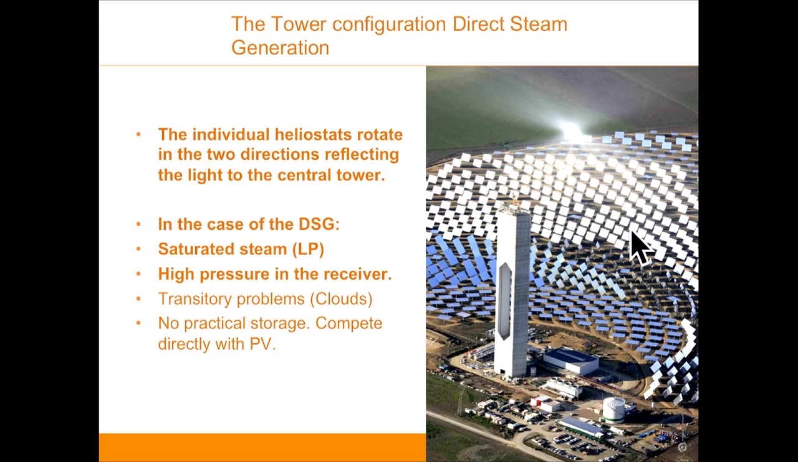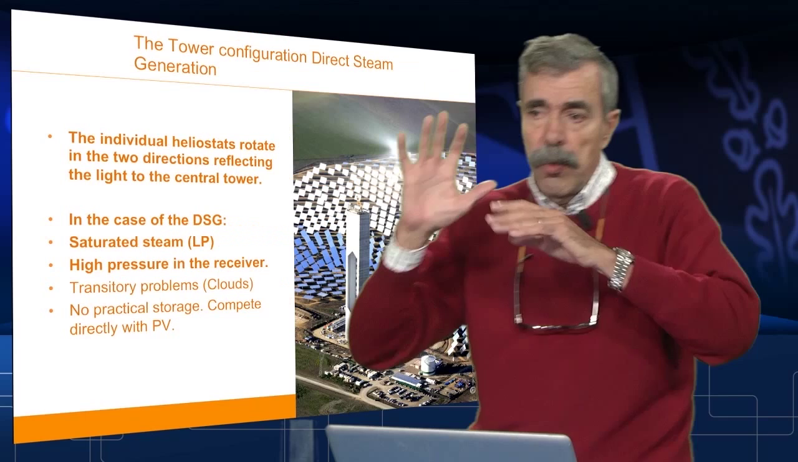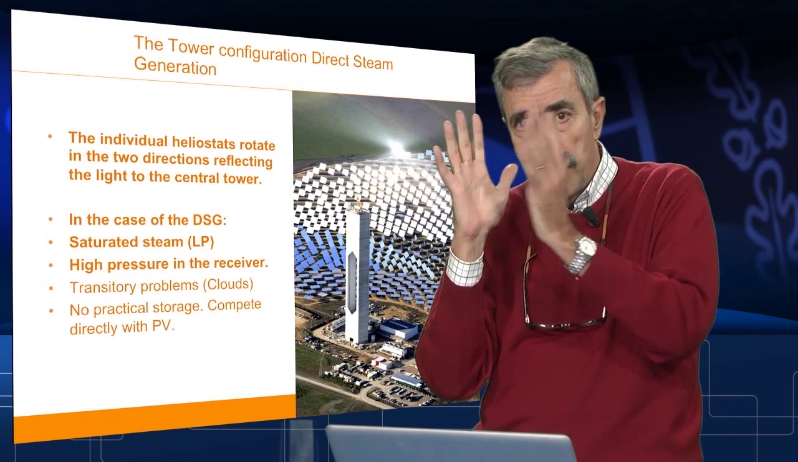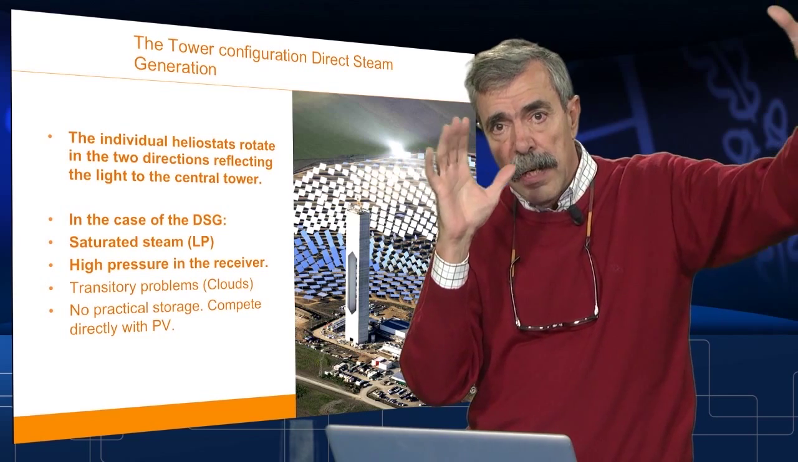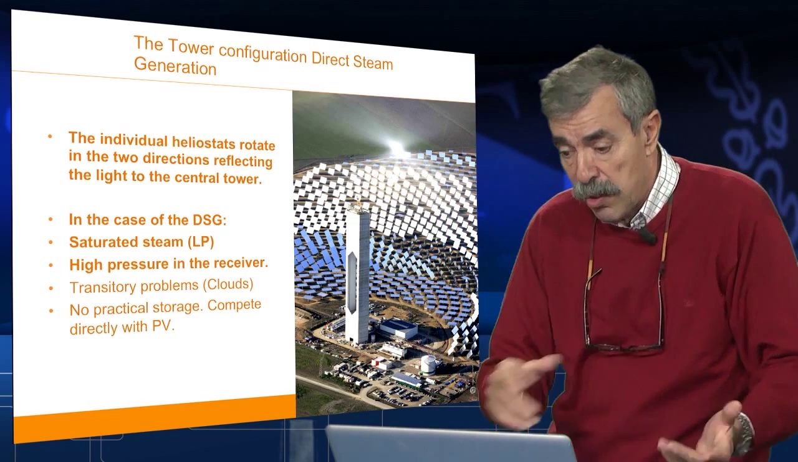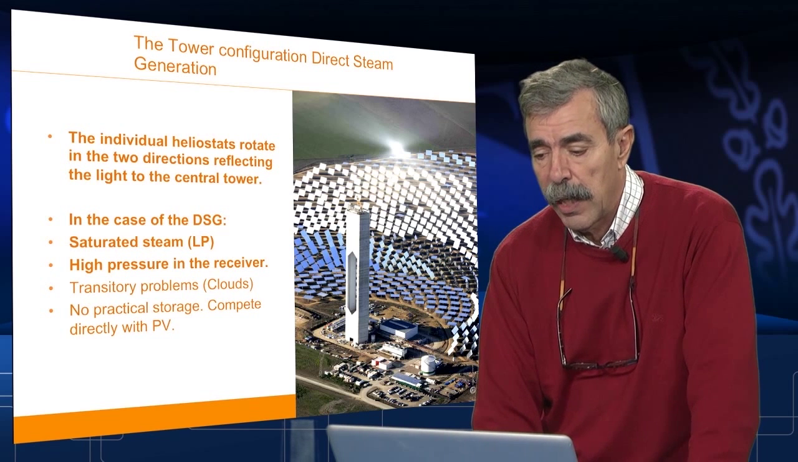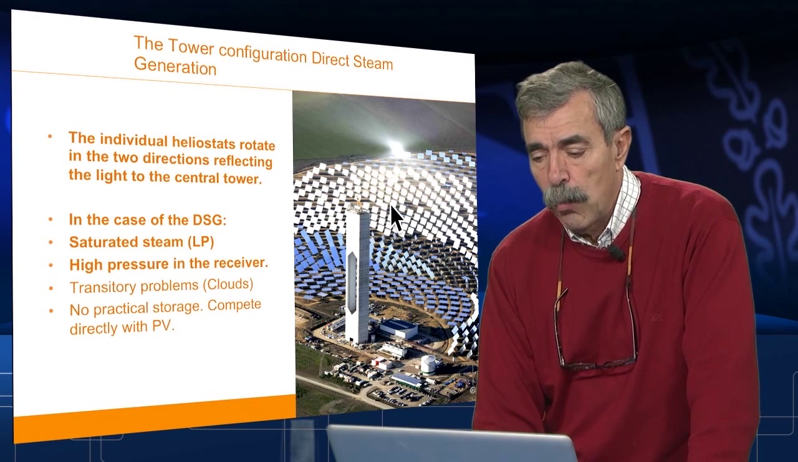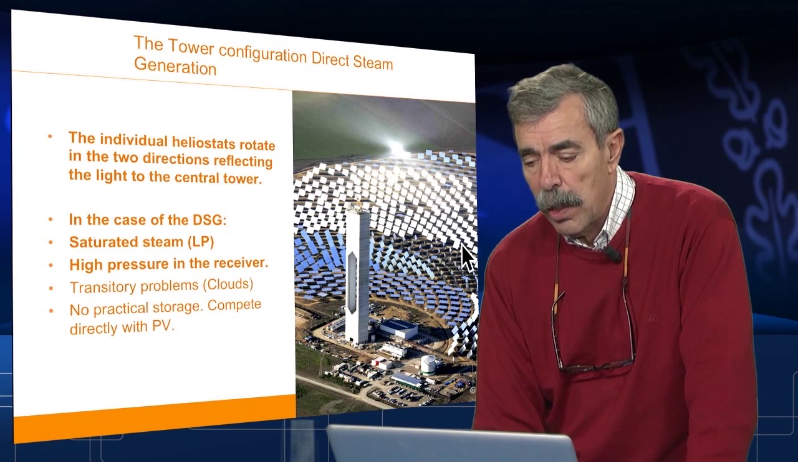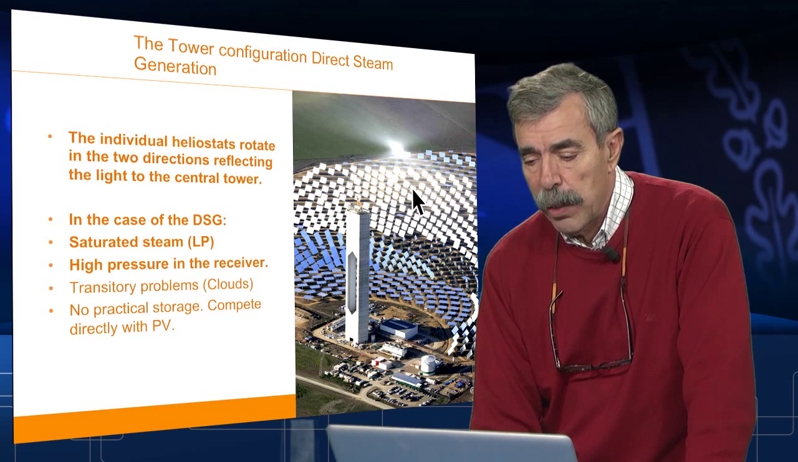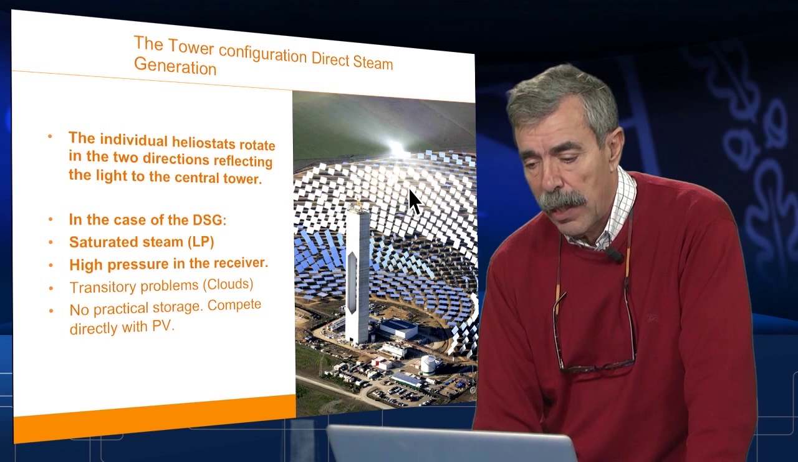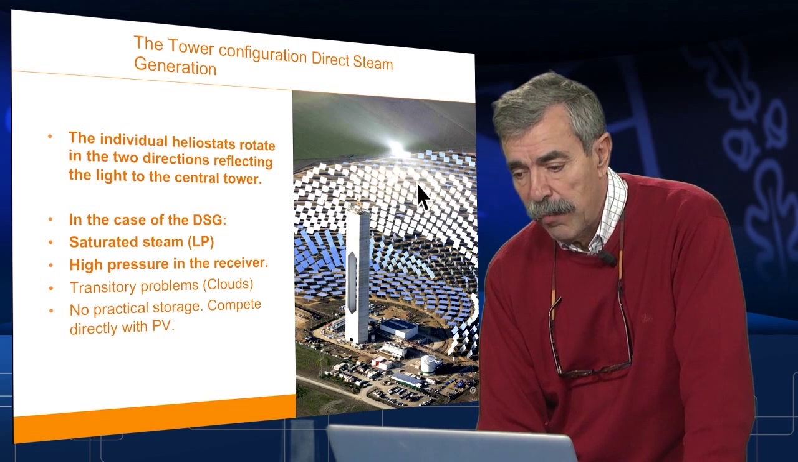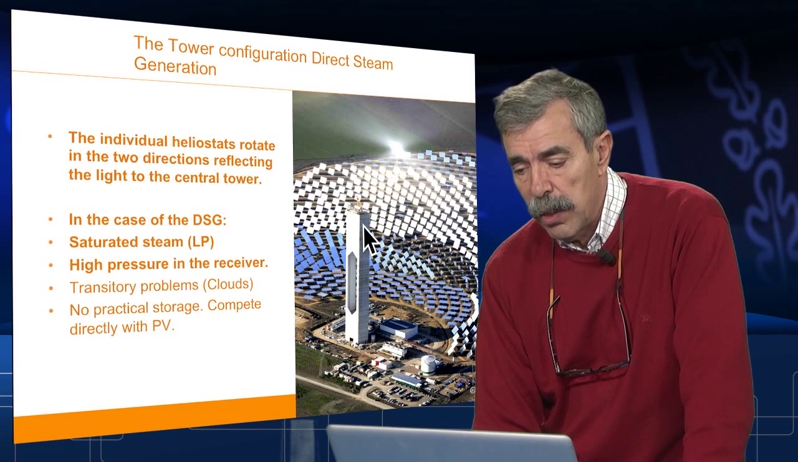This is one of Abengoa's plants in Spain. You have hundreds of heliostats. Heliostats are just structures holding mirrors. The mirrors reflect the light and concentrate it on top of the tower, in a certain area of the tower where the receiver is located. I want to emphasize that every individual heliostat in the solar field has to adopt a different bidirectional angle to reflect the light of the sun, aiming at a certain point.